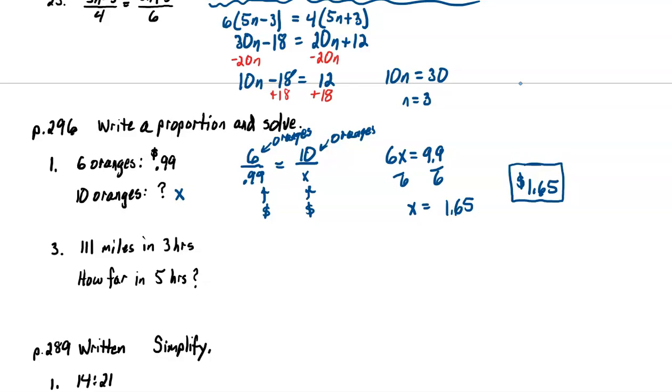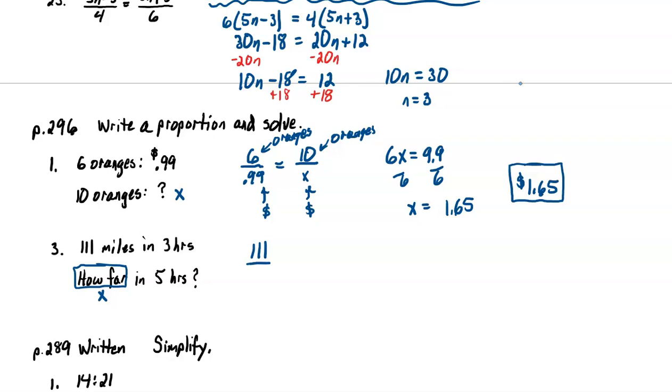Now, number 3, the story is that some person is driving 111 miles in 3 hours. And the question is, how far can she go if she drives for 5 hours? So let's choose the letter x to be how far she can go in the 5 hours. Now we can create our proportion. And when you create your ratios, pay attention to the labels so that you're matching them up appropriately.